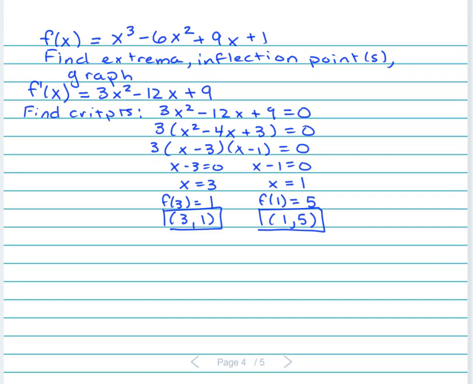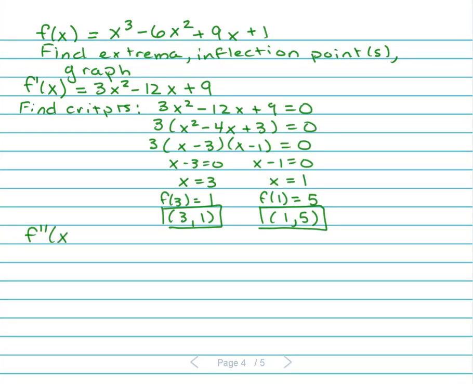Okay, so to test, this is where the second derivative test comes from. We could do the first derivative test at this point by plotting them on a number line and picking test points. But let's use the second derivative test. So let's find the second derivative. This was our first derivative, so let's take the derivative of that to find the second derivative, and we get 6x − 12.